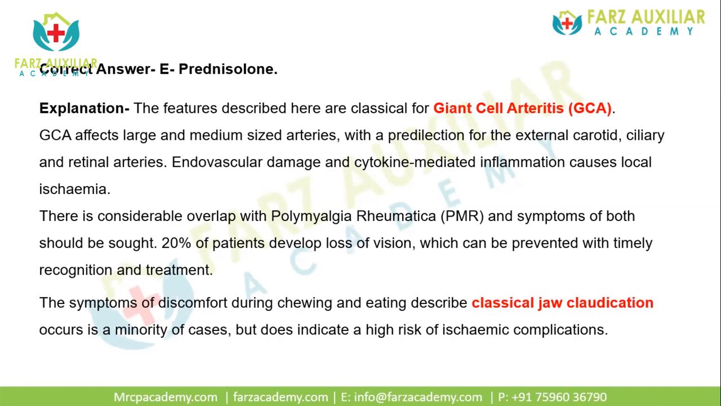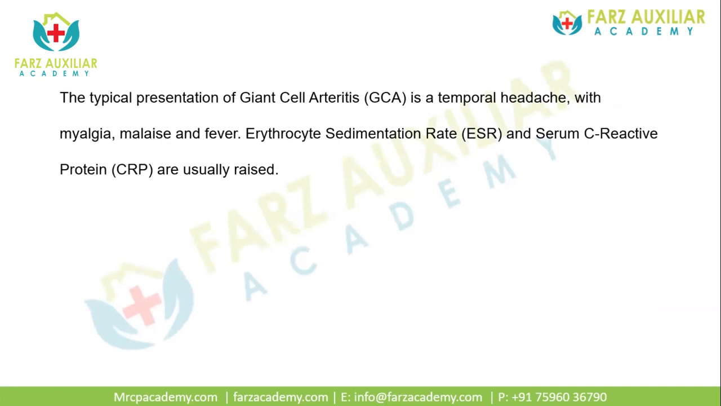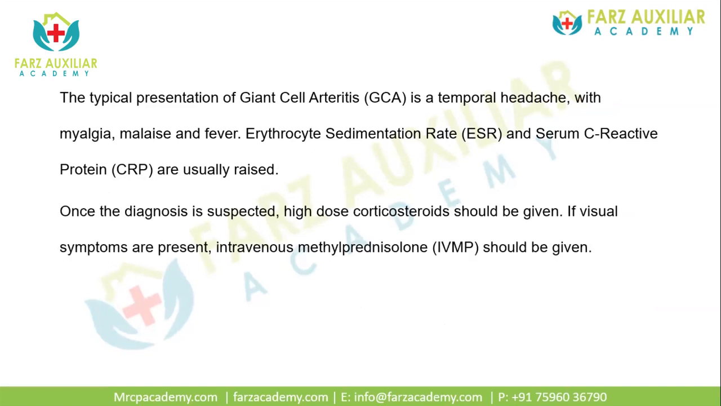The symptoms of discomfort during chewing and eating describe classical jaw claudication, and it only occurs in a minority of cases, but does indicate a high risk of ischemic complications. So jaw claudication is actually pathognomonic for GCA. The typical presentation is a temporal headache, myalgia, malaise, fever, raised ESR and CRP. Once suspected, high-dose corticosteroid should be given.